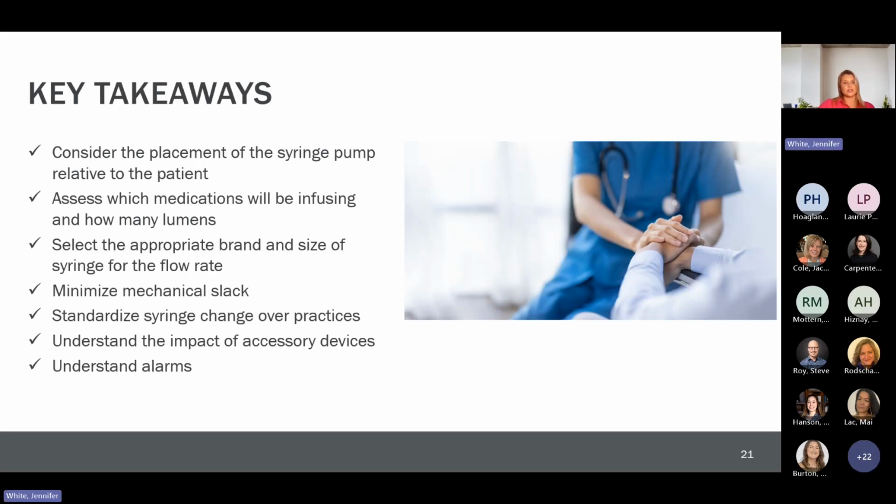Key takeaways from today's presentation are considering the placement of the syringe pump relevant to your patient, assessing which medications will be infusing and how many lumens you have, selecting the appropriate brand and size of syringe for that flow rate, minimizing your mechanical slack, standardizing syringe changeover practices, and understanding the impact of your accessory devices. Also, understanding each alarm that your pump is having.